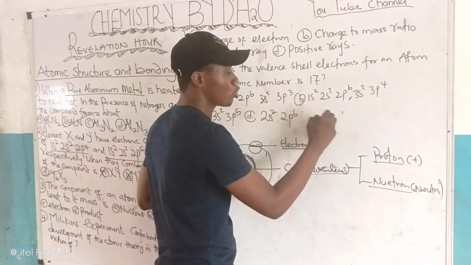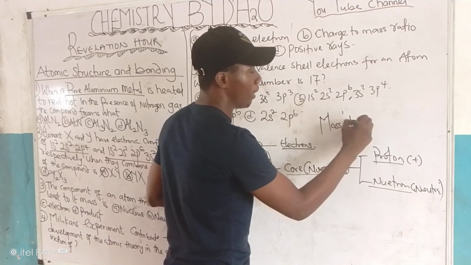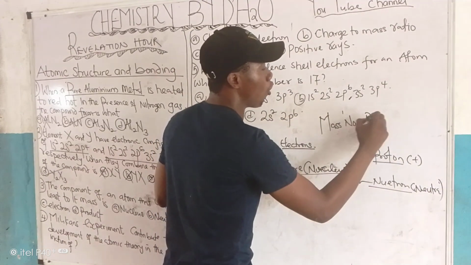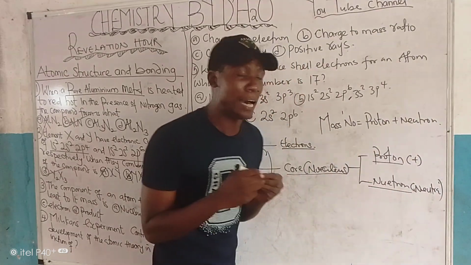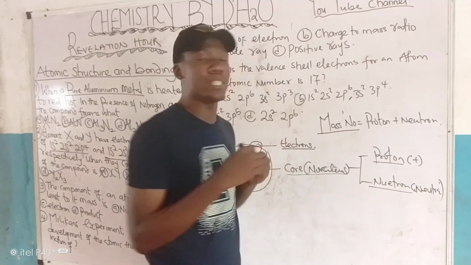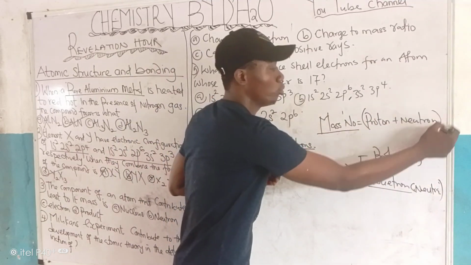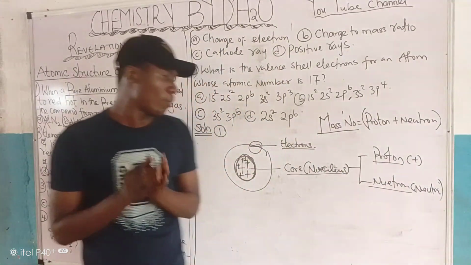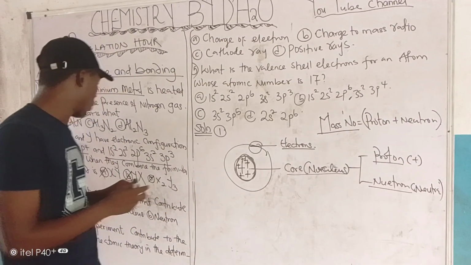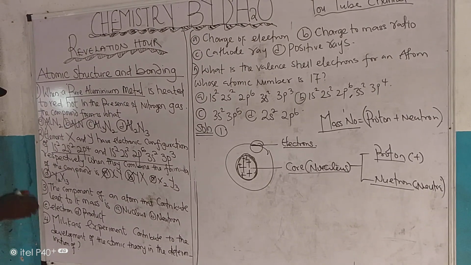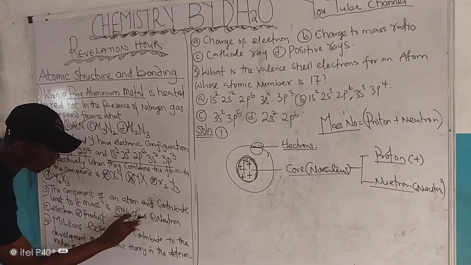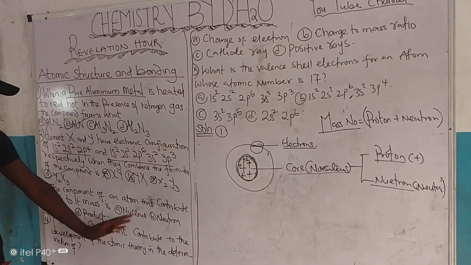Remember that the mass number of an atom is the sum of the number of protons plus the number of neutrons. That is to say, the mass of an atom is the combination of proton and neutron. So, does the mass of an atom have to do with the electron? No. The question says: which component of an atom contributes least to its mass? The nucleus is the mass of the atom itself.